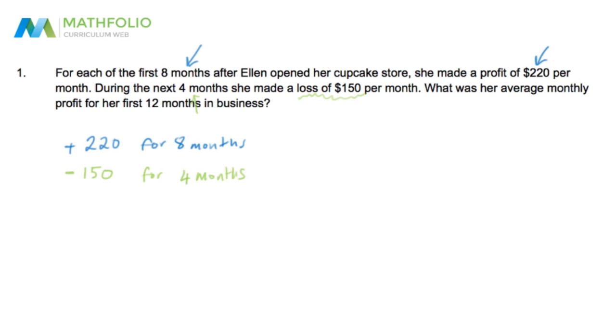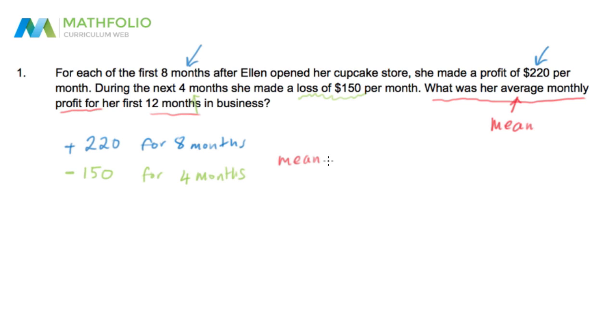And so the final question, which is also very important, is what was her average monthly profit for the first 12 months? Often when we're just asked for the average, we are really asked specifically for the mean average. So the mean is going to be the sum of each of the months' profit or loss divided by the total number of months. Well, we know that we've got 12 months.